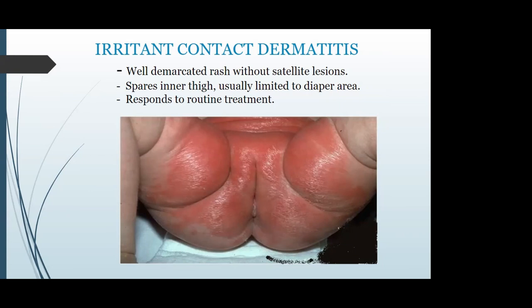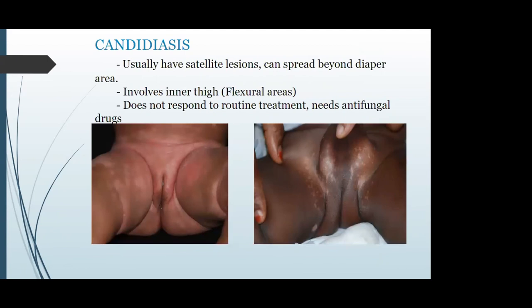Next. For candidiasis, that's a fungal infection, you can see that apart from other parts of the body, it can affect the diaper region because of the extra moisture that the diaper region tends to provide. It tends to spread to the adjacent regions, which we call satellite lesions, and it also involves the inner thigh, that is, the creases of the skin. It does not respond to routine treatment. Whether you change your diapers frequently or not, you must use antifungal agents to ensure that it's eventually treated. Next slide.